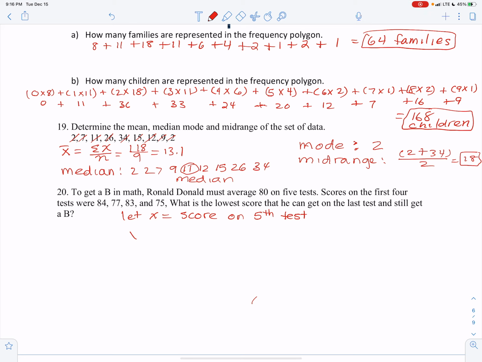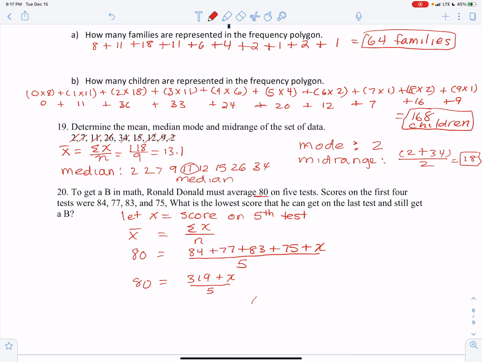So we know that the mean is the sum of all the values over the number of values. So to get a B, he has to get a mean of 80. And we get that by adding all the values. So that would be 84 plus 77 plus 83 plus 75 plus whatever he gets on that 5th test. So we'll add all the values and divide by the number of values. All right, so if I simplify this, I have 319 plus X over 5.